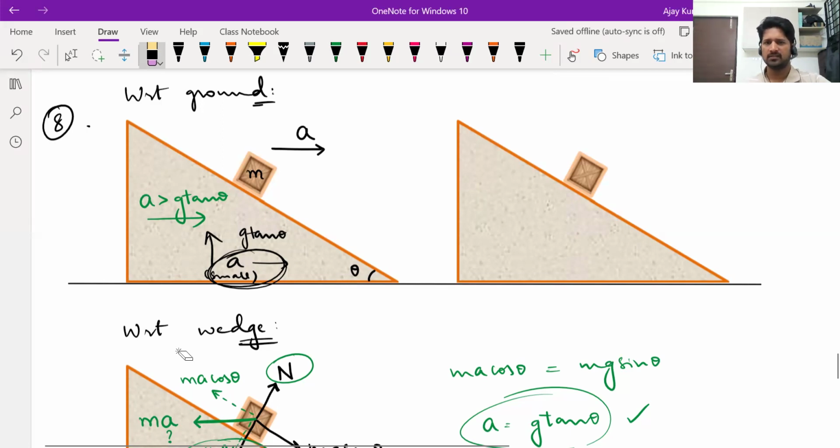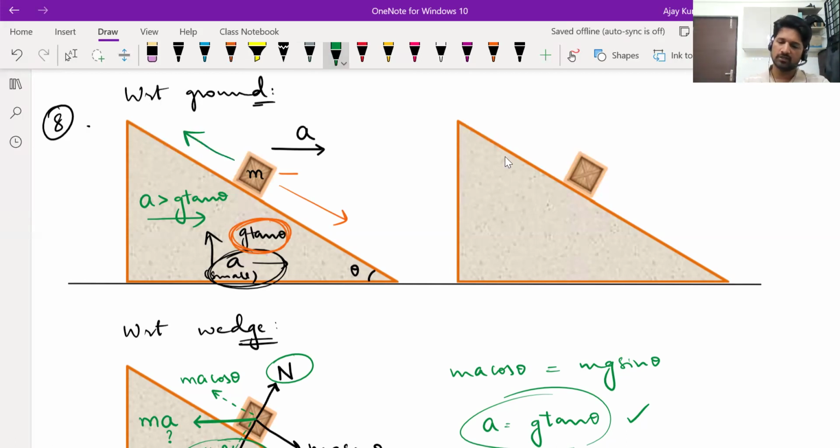I got one answer as the block moves backward. You should say the block accelerates up the incline. See, wedge means incline. If the incline accelerates at a slow rate, the block slides down. If the incline accelerates at a particular rate of g tan theta, the block does not slide at all. It doesn't go down the incline, it doesn't go up the incline. If the wedge accelerates at a rate more than g tan theta, you will see the block sliding up the wedge. That is also possible.